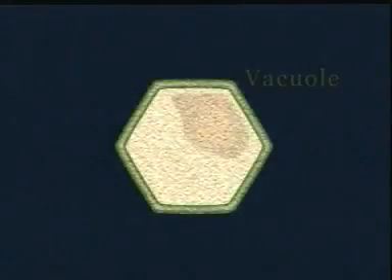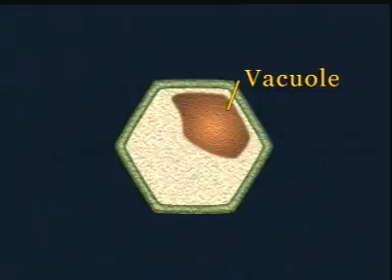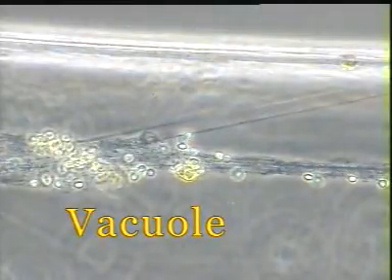Organelles that we haven't mentioned are the vacuoles. In a plant, they may take up most of the space in the cell. They are usually filled with fluid and form an important part of the structure of the plant cell.